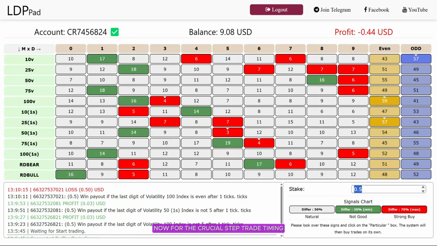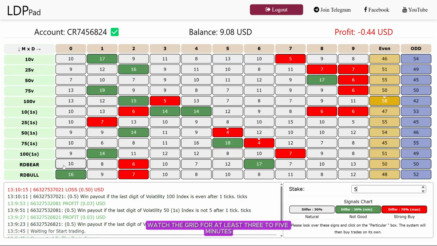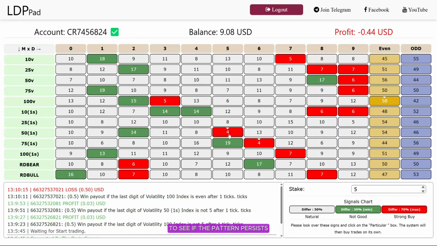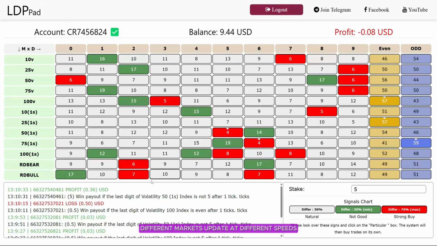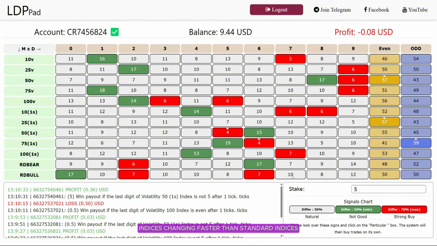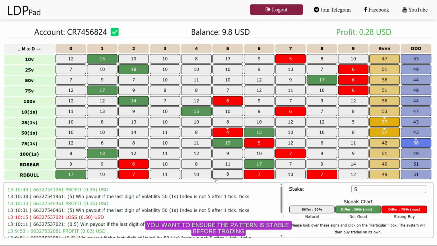Now for the crucial step, trade timing. Don't place trades immediately upon seeing these patterns. Watch the grid for at least 3 to 5 minutes to see if the pattern persists. Different markets update at different speeds, with 1-second indices changing faster than standard indices. You want to ensure the pattern is stable before trading.